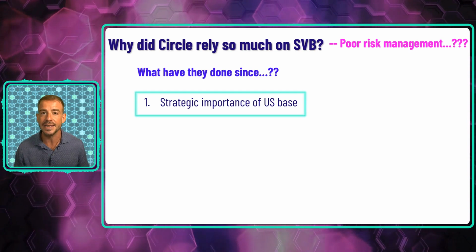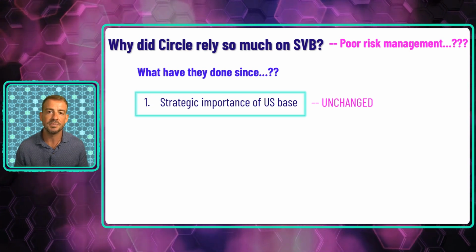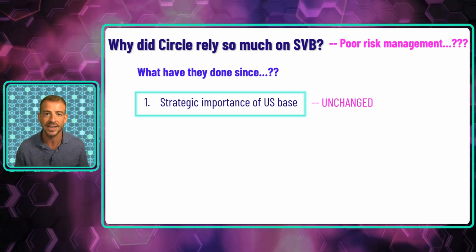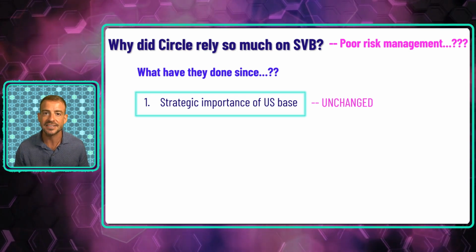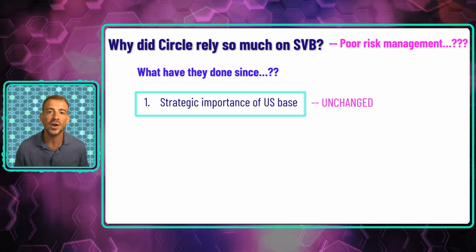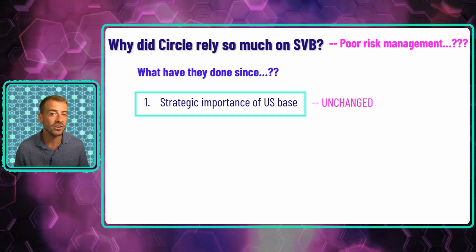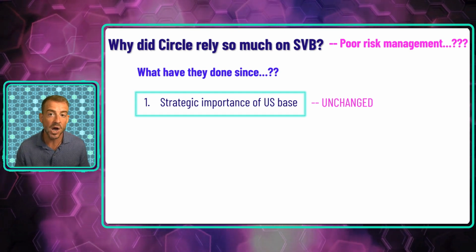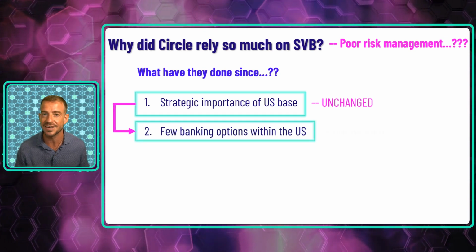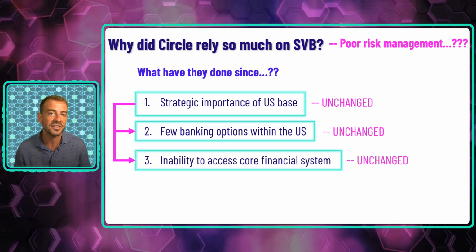Circle's core strategic aim to have a firm US base has not changed. They still want to be first in line to capture the regulated stable payments market when the US finally comes online. It seems that there's no way around this. If you want to be first in line there, you are going to have to weather the storm you face along the way. Unfortunately, however, regulations have basically not budged in the time since, and that leaves Circle exposed to the same problems as before, having few banks to choose from and having to rely on them all the same.